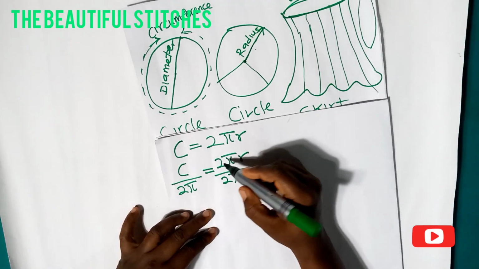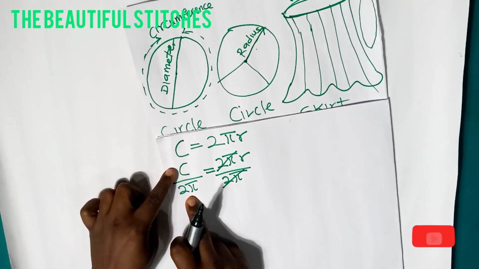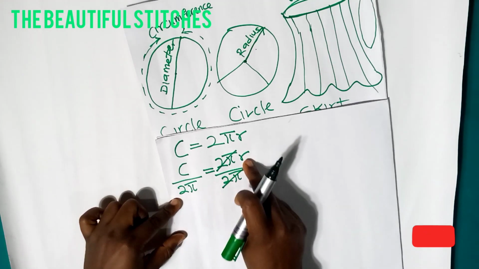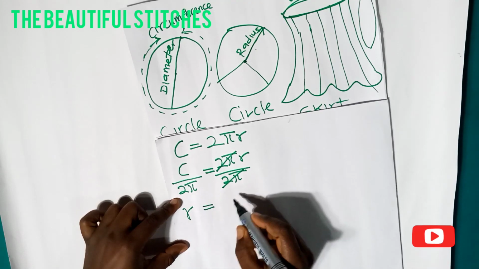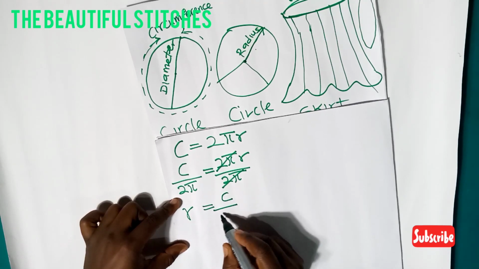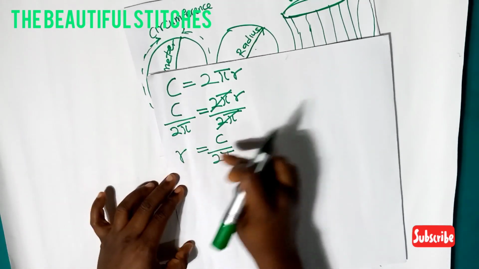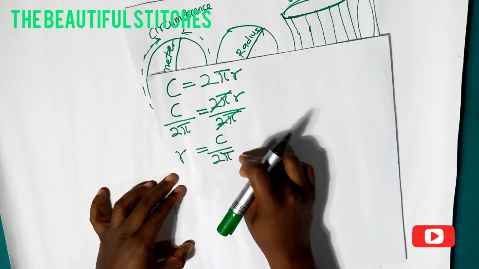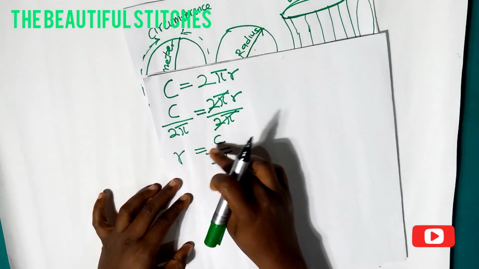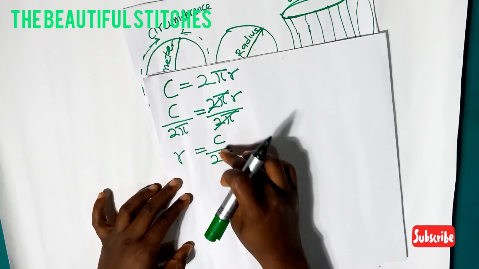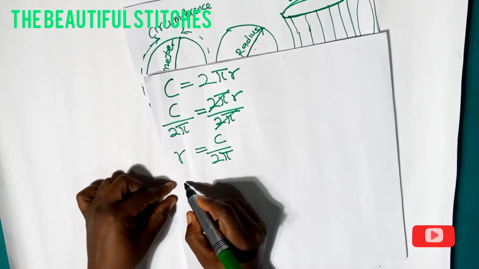Okay, as you can see now, 2 pi will cancel 2 pi. So we are left with circumference over 2 pi equals radius. So we are making this now the subject of the formula. So we have radius equals to circumference over 2 pi. Okay, so we have gotten the radius now as the subject of this formula here now. So we are going to be inputting the figures of this standard. We will input the figures. So here we have our radius.